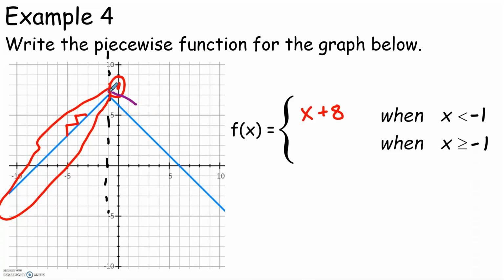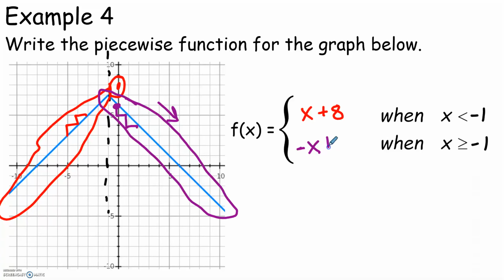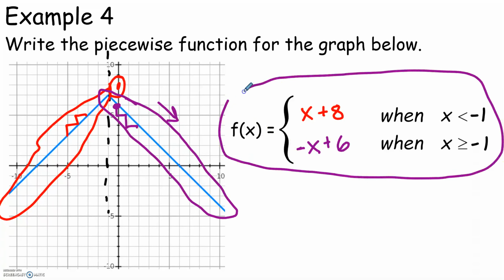To find the right side, I know that it's going downwards, so I should have a negative slope. It's going down 1, right 1, down 1, right 1, so I know I have a negative 1 slope. And it crosses right here at 1, 2, 3, 4, 5, 6, at positive 6. And there is our piecewise function for this absolute value graph.